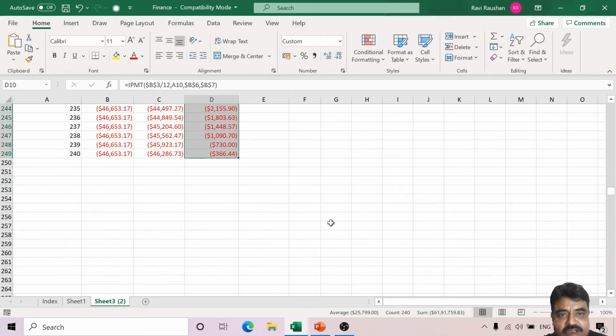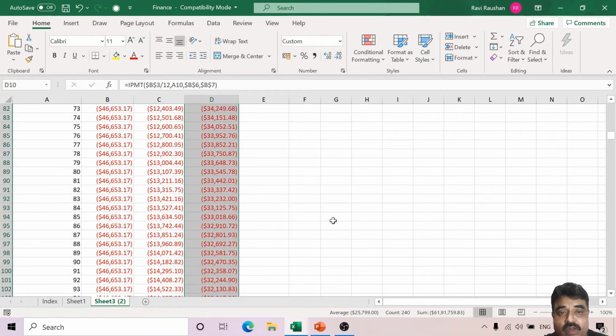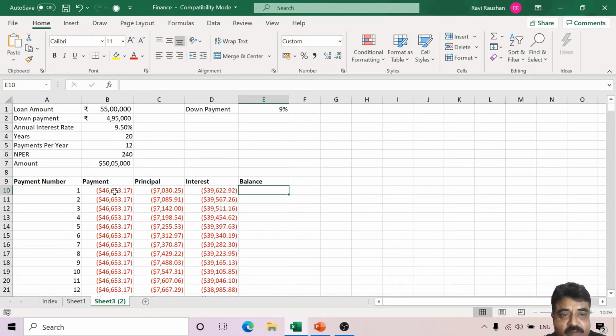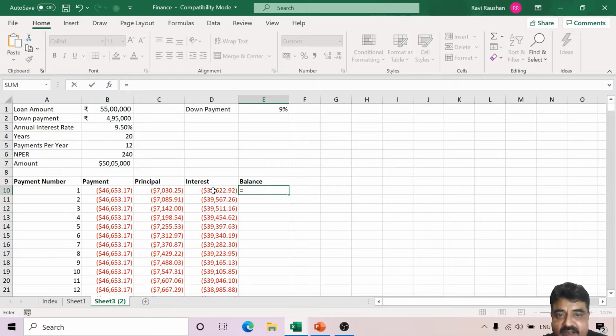So this is the whole schedule that I have made. Now the final thing, is it a correct schedule that I have made? So I'll have to calculate what is the balance remaining after the first payment, what is the balance remaining after the second payment, what is the balance remaining after the third payment. Remember that the interest that I am paying will not be deducted from the amount. Principal will be deducted from the amount.